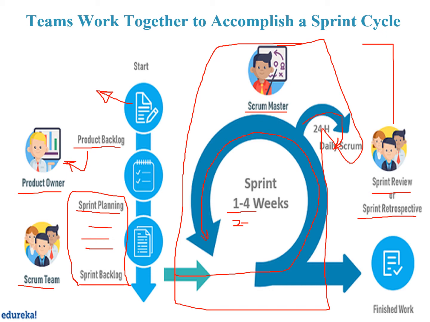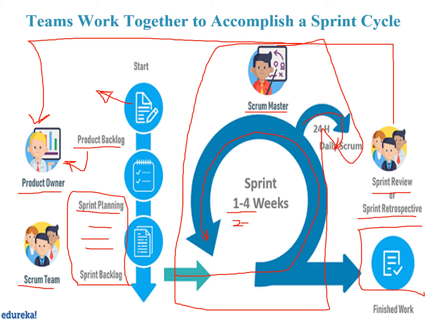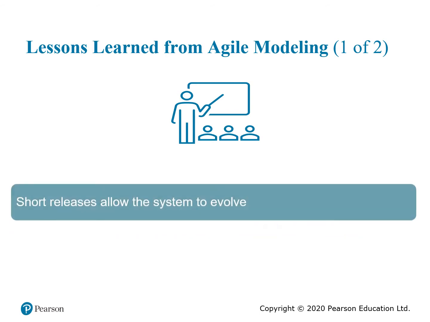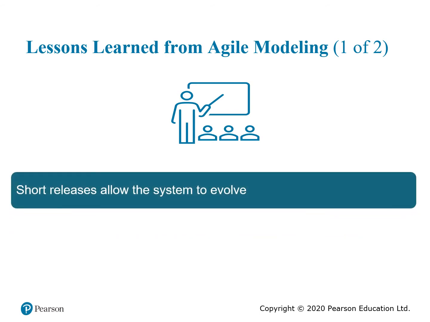So we get the feedback, come back to the first product backlog stage, and then after that we release the final version of the product. Now let's have a look into the lessons learned from agile modeling. First, short releases allow the system to evolve.